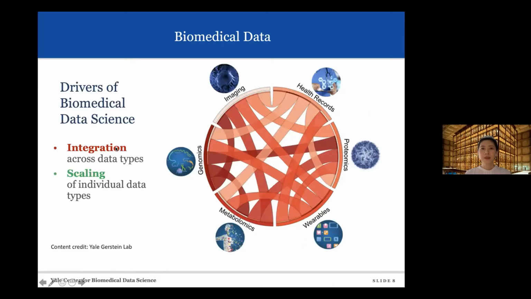When it comes to biomedical data, there are two major drivers, and particularly one is about individual data types. As we mentioned, there are so many kinds of data types, but for any particular data type, we care about how to make it scalable. And then we also care about how to integrate the different kinds of data, as we mentioned before: data from the health record, data from imaging, data from genomics and wearables, and how we put them together and make sense of them and be able to do proper reasoning and inferencing.